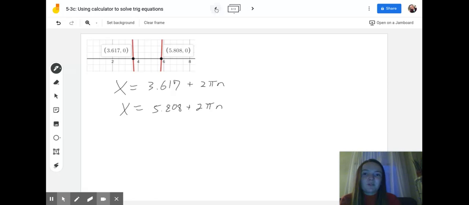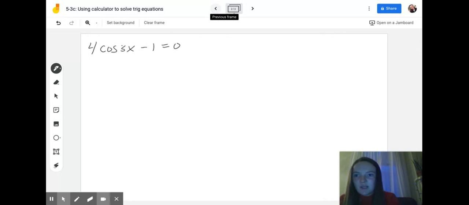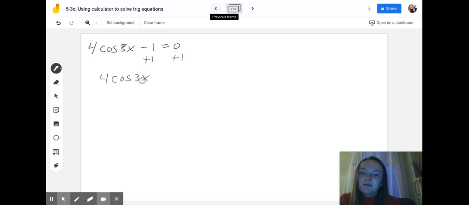All right, we're going to try one more question. I know that this is really dragging on here. All right, so 4 cosine of 3x minus 1 is equal to 0. I want to solve this. Now, this is a multiple angles equation, so we're going to do a little bit more. First thing, kind of obvious, I'm going to add 1 to both sides. So I get 4 cosine of 3x is equal to 1. I'm going to divide by 4 on both sides. So now I have cosine of 3x is equal to a fourth.